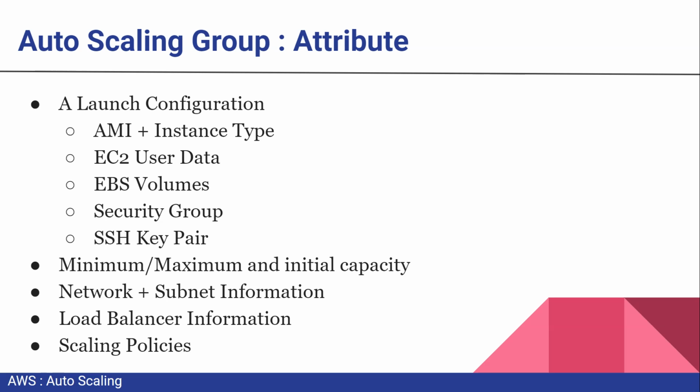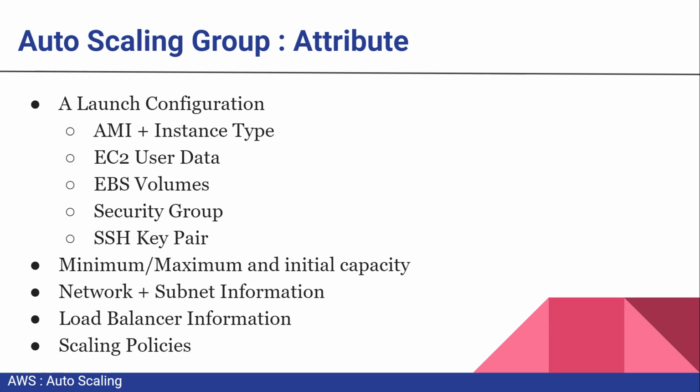But a launch configuration has an AMI and the instance type, user data if you require it, EBS volume, security group, and SSH key pair. You can create these as you like, the same things we basically do manually. So this is almost the same. You also set up the minimum size, maximum size, initial capacity, as well as the desired capacity.